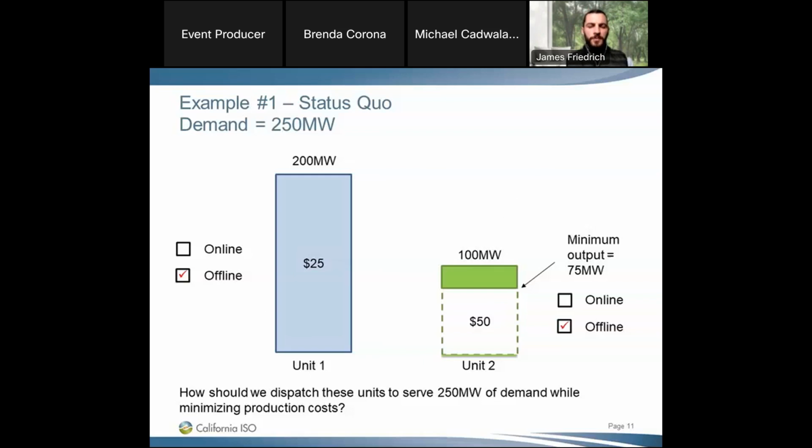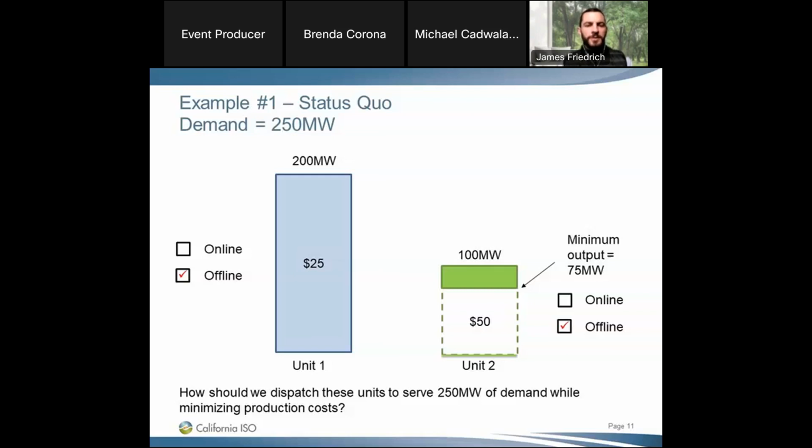I will also note that it may not be clear in the slides, but we are going to consider that unit 2 in all of these examples meets the definition of a fast start resource, and unit 1 does not. So you'll see that the concepts of fast start pricing being applied only to unit 2 and not to unit 1. Okay, so both of these units are offline at the time that we're making this dispatch decision.